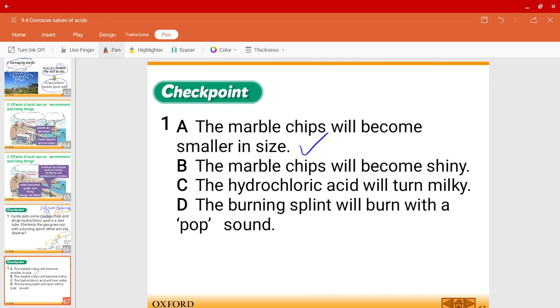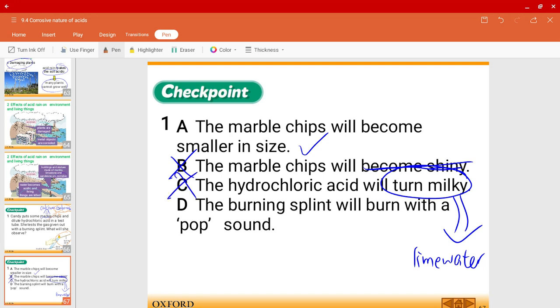The marble chips will become shiny for B. Is it true? No, of course not. The marble chips become smaller, so this is not correct. C, the hydrochloric acid will turn milky. Is that correct? Again, no. What turns milky? This is only for lime water. So don't get confused, guys. This is only lime water.